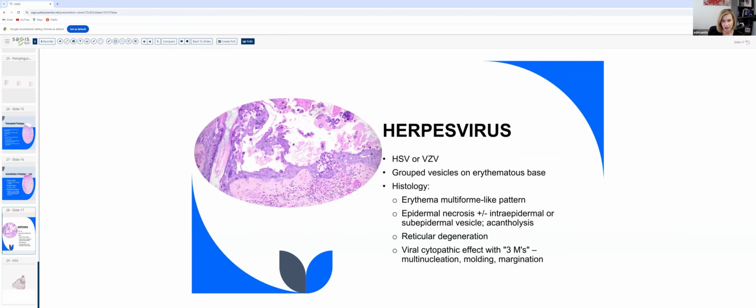Viral cytopathic effect, which we can see in this slide, is characterized by the 3 M's. Those M's are multinucleation, molding, where the nuclei mold to each other, and margination, which refers to margination of the chromatin to the outer edges of the nucleus.